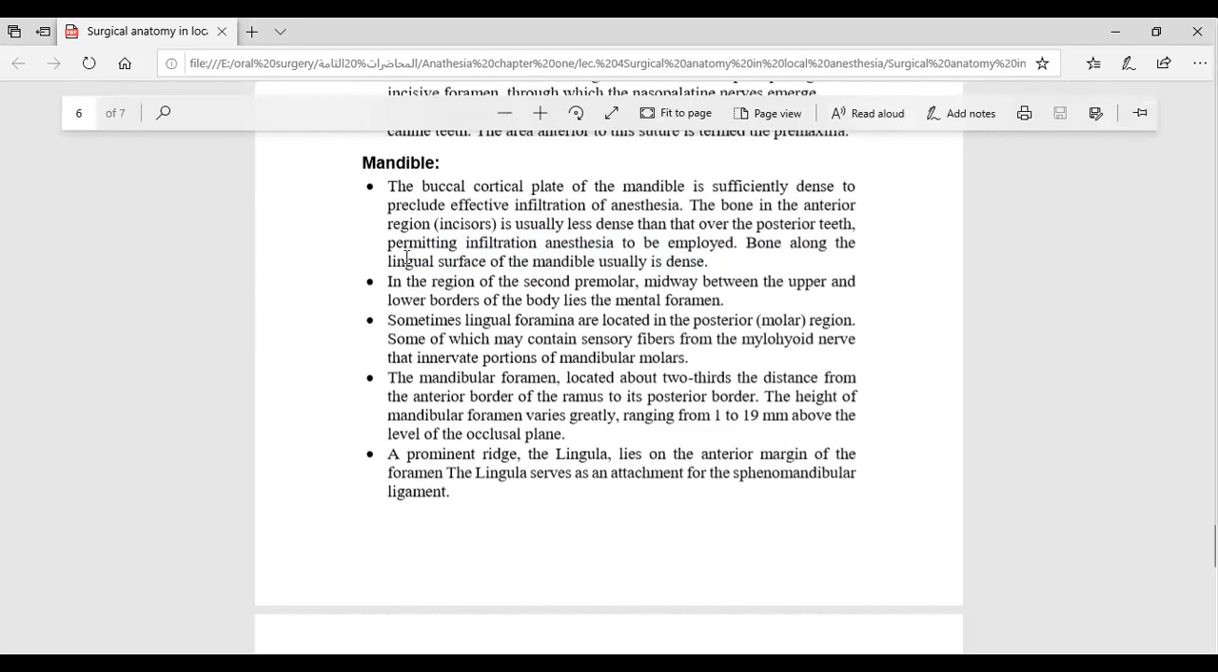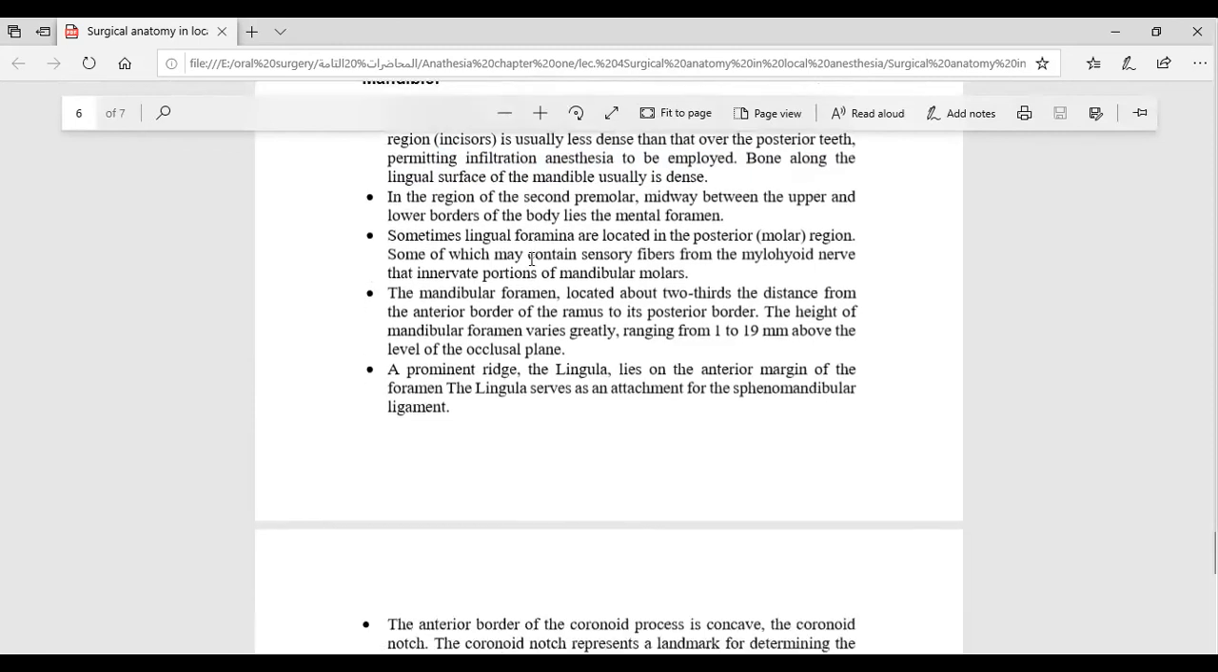Bone along the lingual surface of the mandible is usually dense. عادة ما يكون البون بالlingual side هو dense. In the region of the second premolar, midway between the upper and the lower border of the body of the mandible lies the mental foramen.